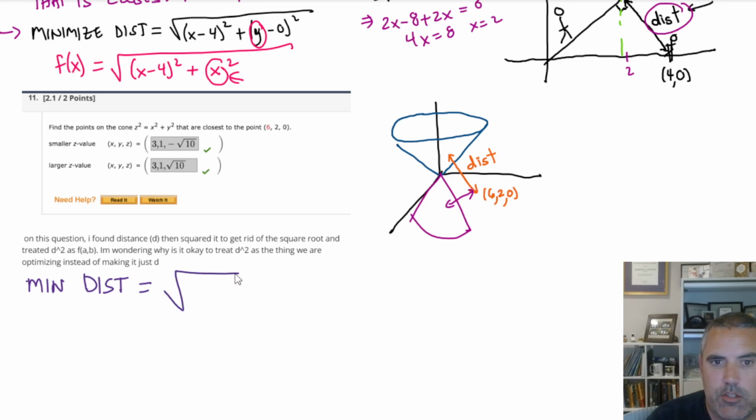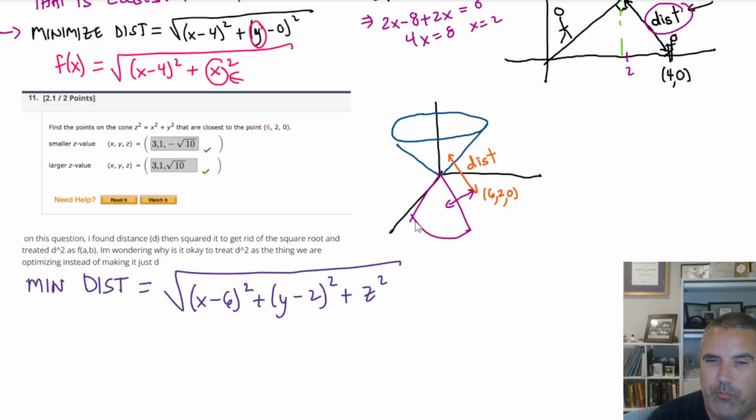is, the distance is the square root of (x minus 6, y minus 2, and z) squared. But again, without a constraint, you would just stand on there. If someone says you have to stand on the cone, then you're going to replace. And in this case, it's pretty nice because it's already written in this form.